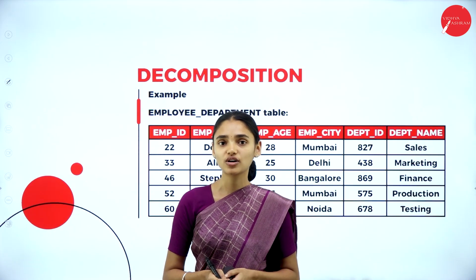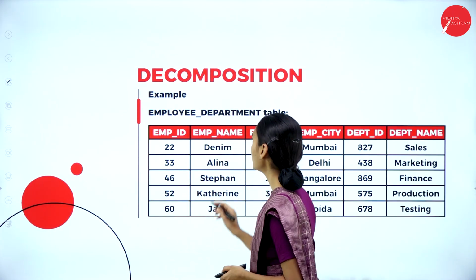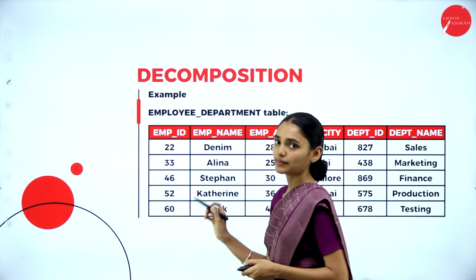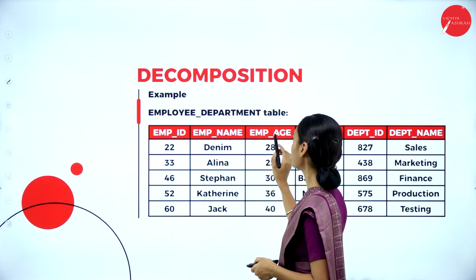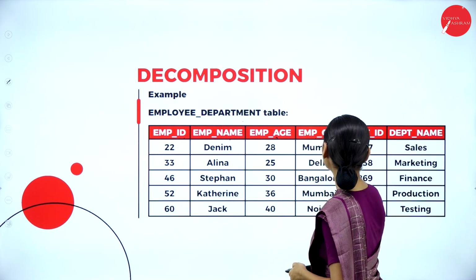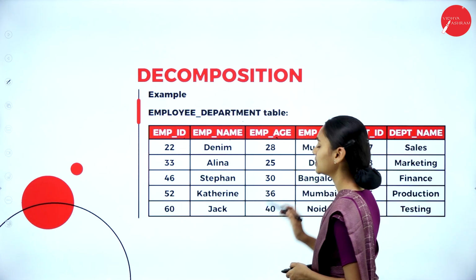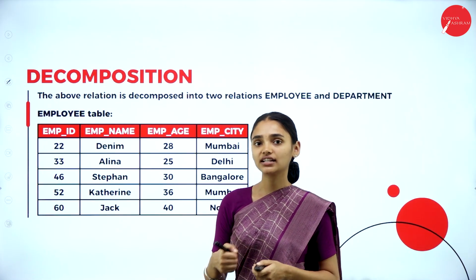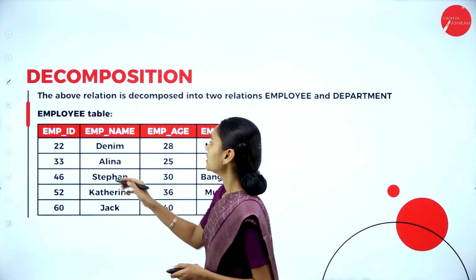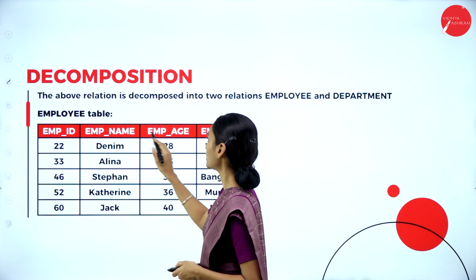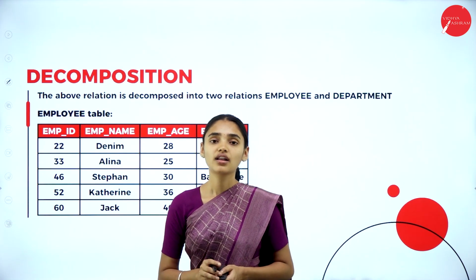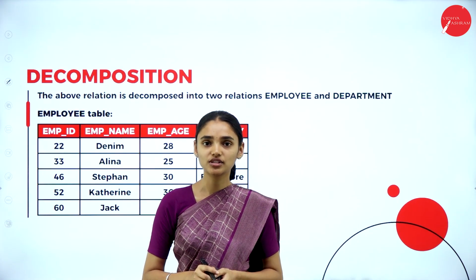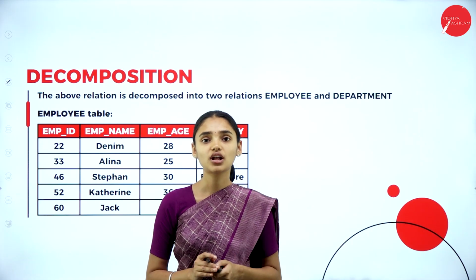The example for lossless decomposition: here we have an employee and department table. In employee we have employee ID, employee name, employee age, employee city, department ID and department name. When we divide that table, we get the employee table with employee ID, employee name, employee age and employee city. So this is called lossless decomposition, where the information is not lost.